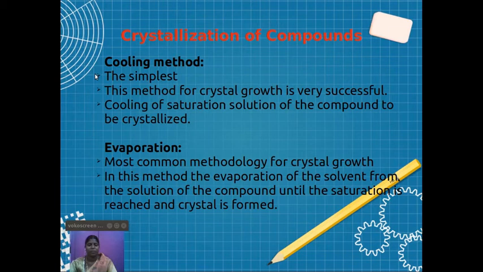Next, the evaporation of solvent method. The evaporation of solvent method is the most common method for crystal growth. In this method, the solvent from the solution is evaporated and the crystal is deposited at the bottom of the beaker. A saturated solution is taken, the solvent containing the solute, where the solute is the compound that is to be crystallized.